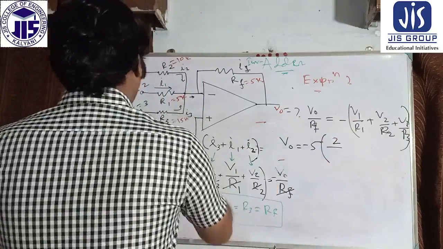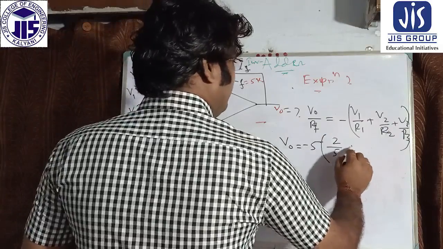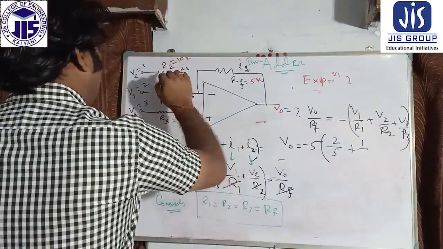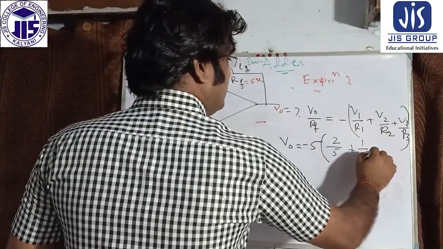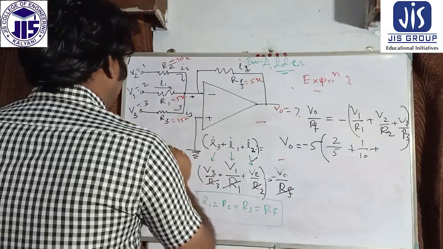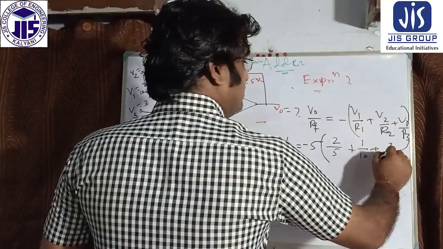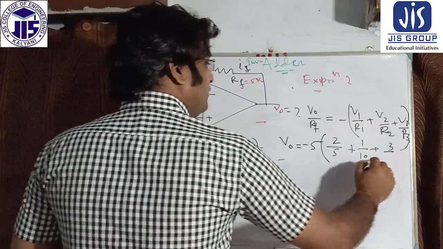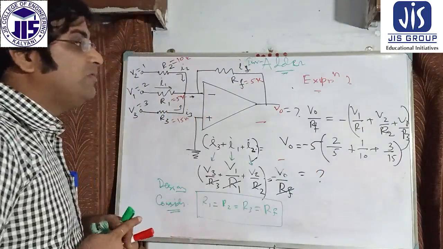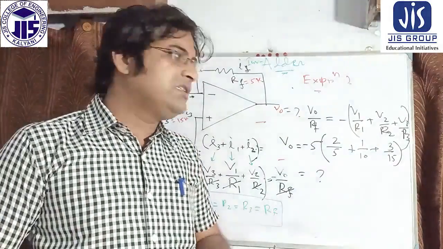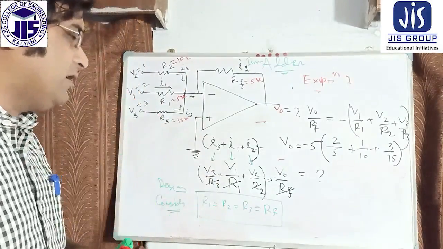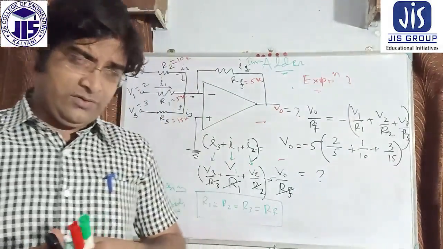Okay, 2 volt, and R1 is 5, so 2 by 5, plus V2 is 1 volt and R2 is 10k, so 1 by 10, and then plus again V3 is 3 volt, so 3 by R3, which equals 15k. Like that way, we calculate the V naught value. These are simple mathematical calculations through this adder. This type of problem is very important for us. Thank you very much.